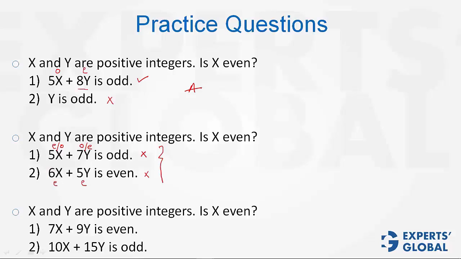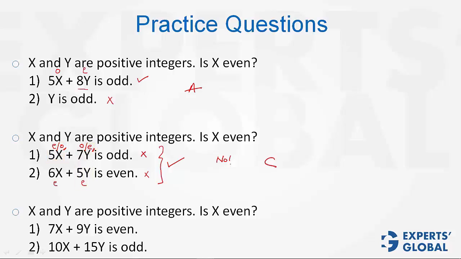On combining, what do we get? On combining, we know that 5y is even, therefore y is even, and therefore 7y is going to be even. If 7y is even, 5x has to be odd, and therefore x is odd. So on combining, we get no, x is not even, x is odd. Remember, no can also be an answer. Combining helped, and therefore C is the correct answer choice.